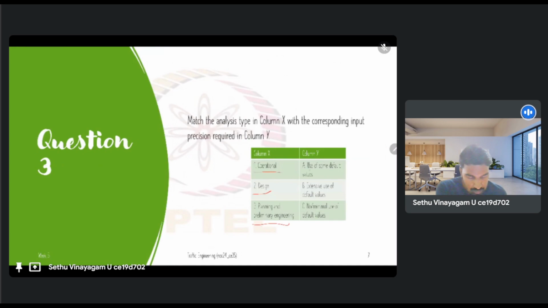So option A is there is use of some default values. Option B is there is extensive use of default values, and option C is no or minimal use of the default values. Right. So we have to match which level of precision is required in which type of analysis that we do, right? So this is with respect to the urban street segments that we saw. Okay. Again, maybe 1 or 2 minutes.